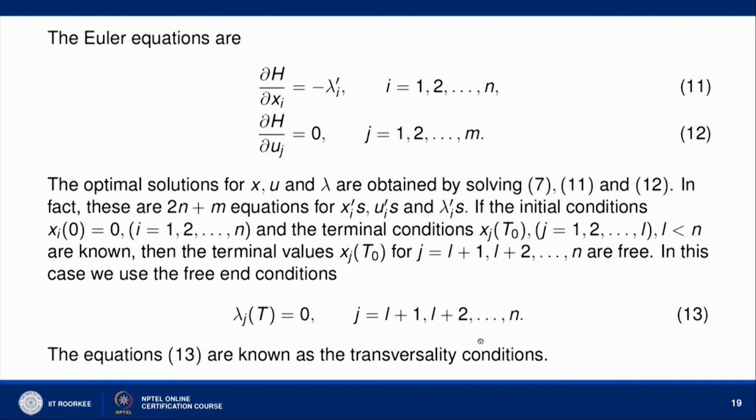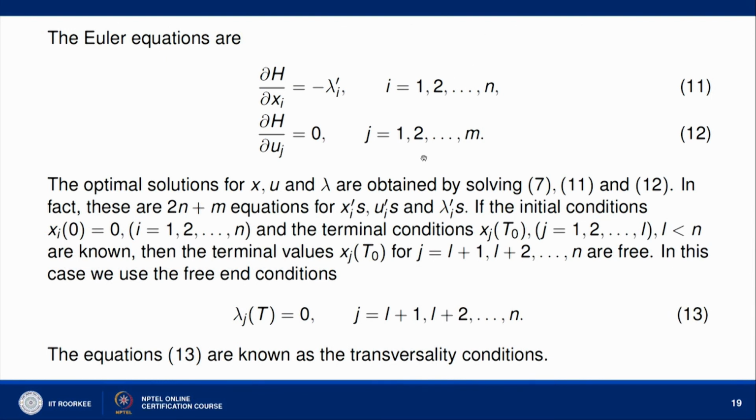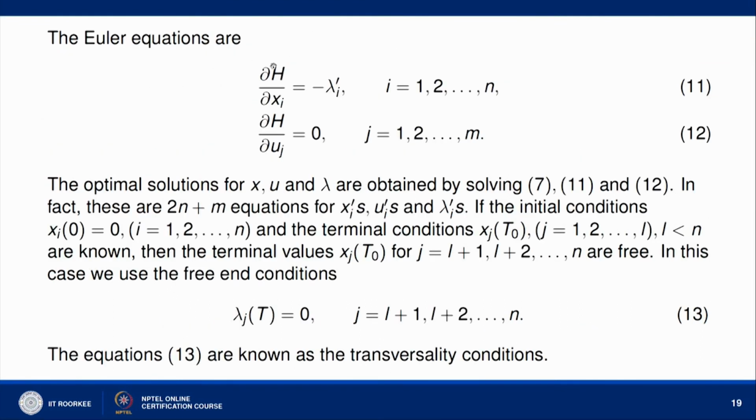As we pointed out, we find Euler's equation, which is nothing but del h by del xi equal to minus lambda i dash for i equal to 1 to n, and del h by del uj equal to 0, that is j equal to 1 to m. So we found Euler's equation for this, which results in these n plus m equations. The optimal solution for x, u and lambda is obtained by solving the set of equations, that is 7, and the set of equations obtained through Euler's equation. These are in fact 2n plus m equations from which x, u and lambda i can be obtained.